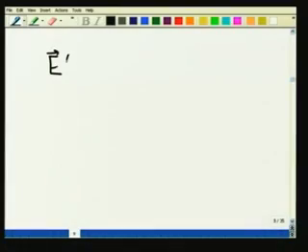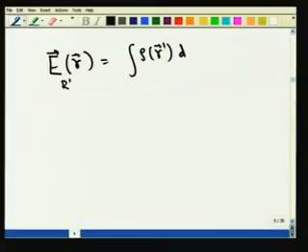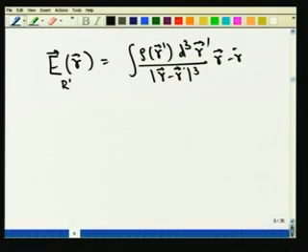What would be the value of the electric field? My electric field at any given point R in the region R prime, let me emphasize that here, is simply given by rho of R prime d cubed R prime divided by mod R minus R prime cubed into R minus R prime. You people are quite familiar with this result. Of course, R prime belongs to region R. That is something that we have to remember.